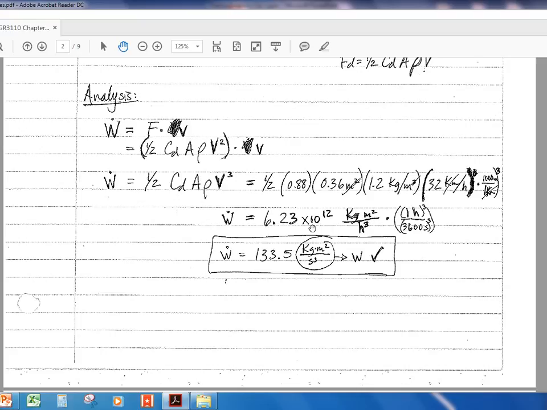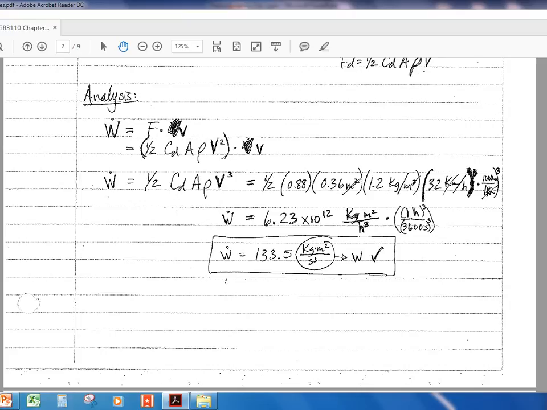with a value where our work rate is equal to 6.23 times 10 to the 12 kilogram times meter squared over hour cubed. Now, we want our units to be in kilogram meter squared per second cubed, which is the base units for watt, so we need to convert from hours to seconds. So here we have 1 hour. Now remember, this is cubed, right, because we have cube down here. So 1 hour is equal to 3,600 seconds, and we have to cube that whole thing on the denominator. So once we cube that and divide this value by that 3,600 seconds cubed, we end up with a value where the work rate is equal to 133.5 kilogram times meter squared per second cubed, which are the base units for watt.